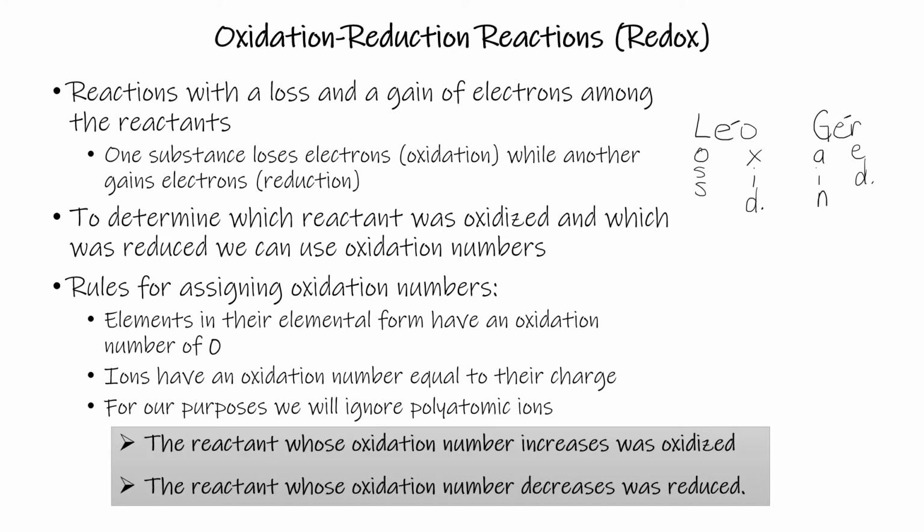Now, to determine which reactant was oxidized and which was reduced, we're going to look at those oxidation numbers and see what happens to them. So the reactant whose oxidation number increases when it becomes a product was oxidized, and the reactant whose oxidation number decreases when it becomes a product was reduced. Let's look at a few examples to see how this works out.